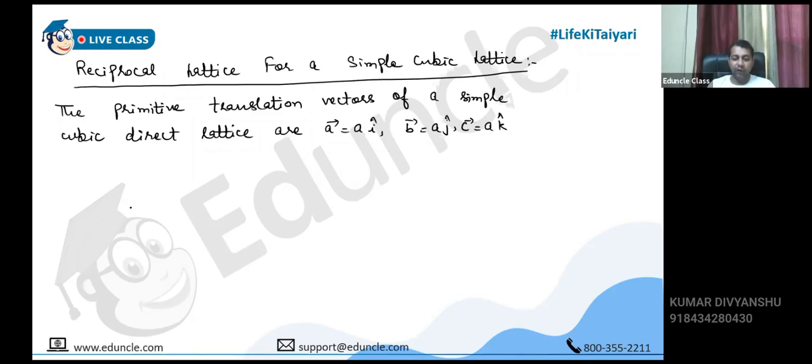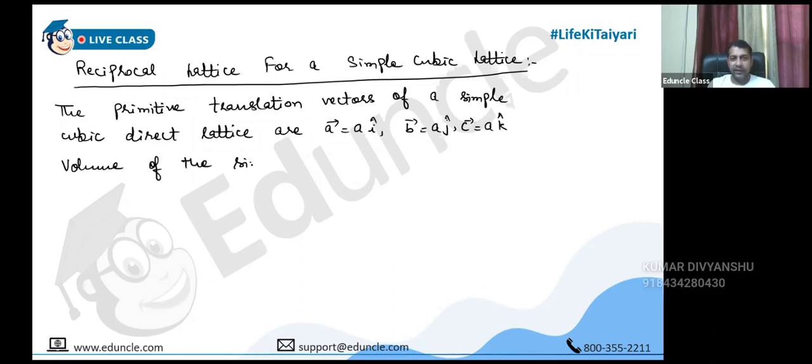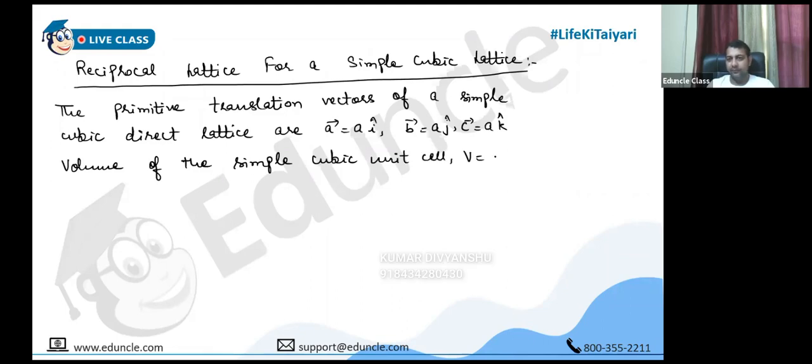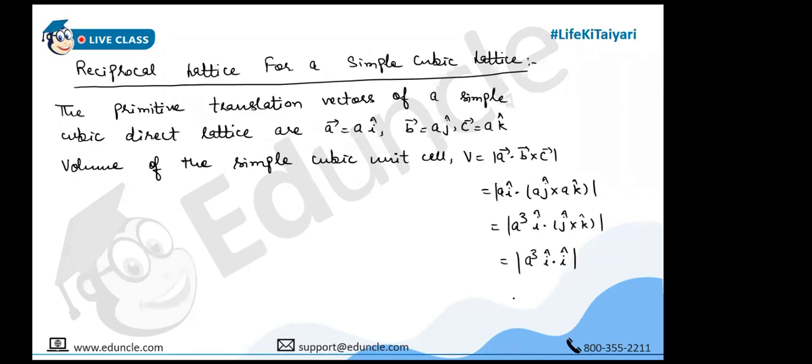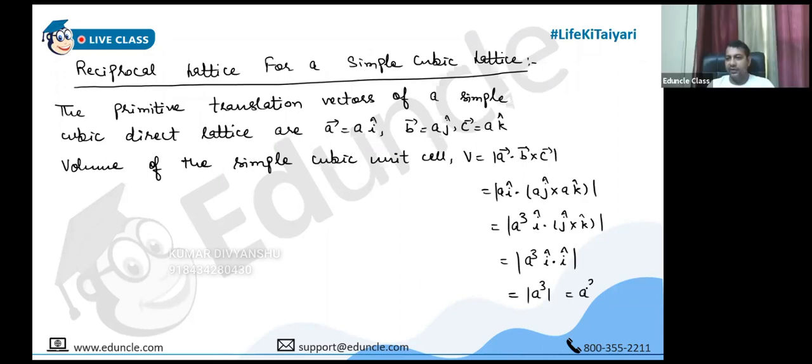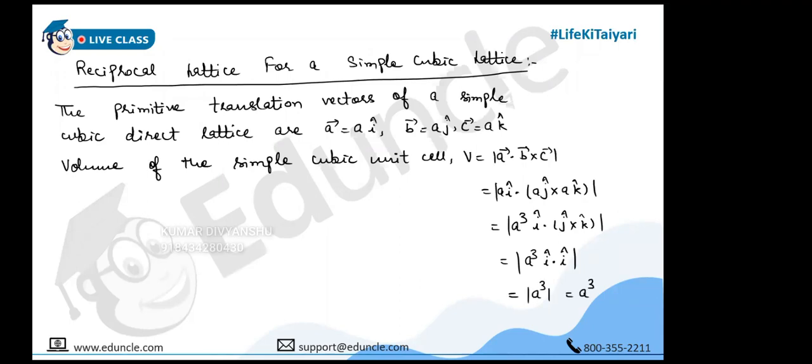Now let us first calculate the volume of the simple cubic unit cell. What is the volume? The magnitude of a dot b cross c. So this will be a i cap dot a j cap cross a k cap, which is a cube times i dot j cross k. Now j cross k is what? j cross k is i, and i dot i is 1. So it is nothing but a cube.